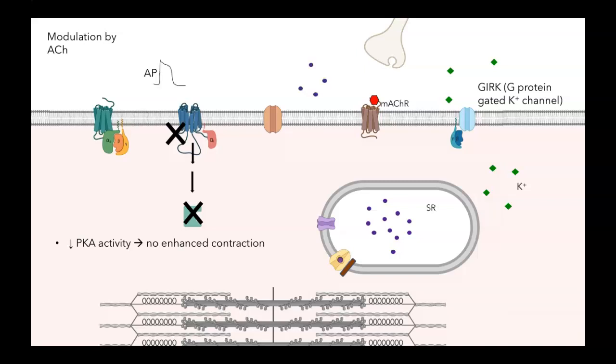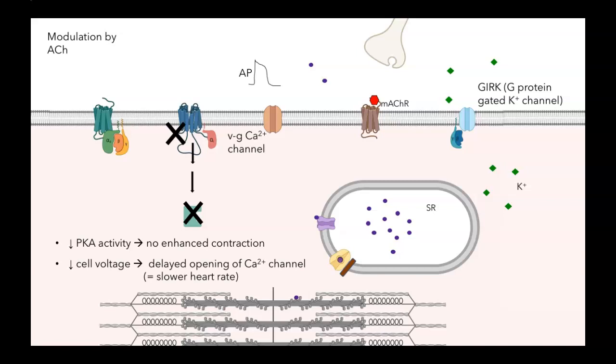This matters because remember, what normally happens is an action potential sweeping over the muscle cell will arrive at that voltage-gated calcium channel and open it, allowing calcium to come into the cell. Well, if the cell is more negative because the potassium has left, it means it's going to be harder to open this voltage-gated calcium channel. That's going to delay the opening of the channel, and there'll be a slower heart rate. This system is really good for illustrating how G-alpha S and G-alpha I pathways can come together and allow the body to fine-tune a physiological response.